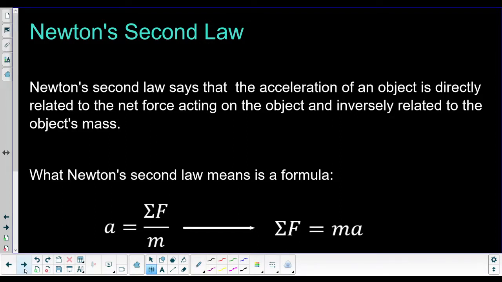So Newton's second law says that the acceleration of an object is directly related to the net force acting on the object and inversely related to the object's mass. This is a really fancy way of writing an equation.